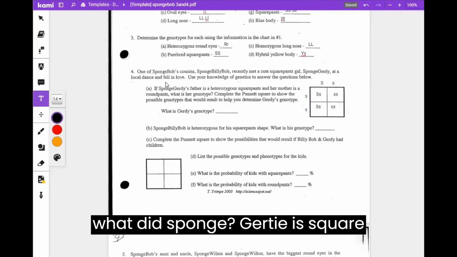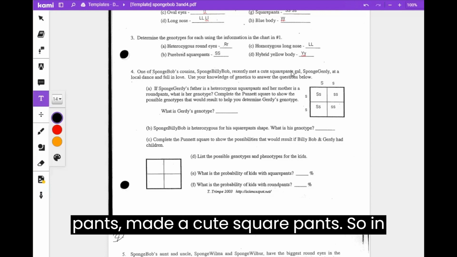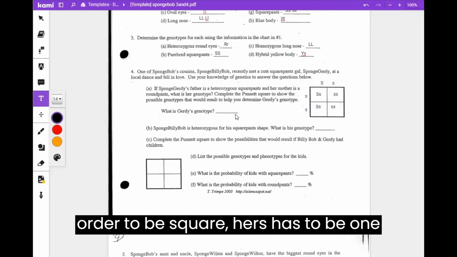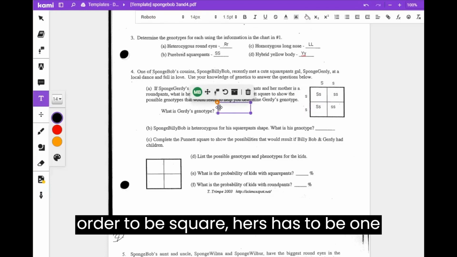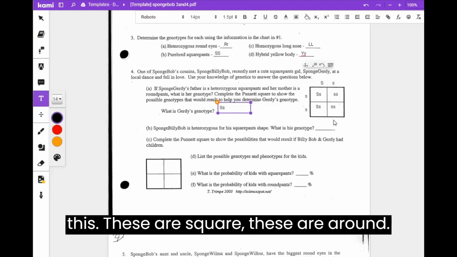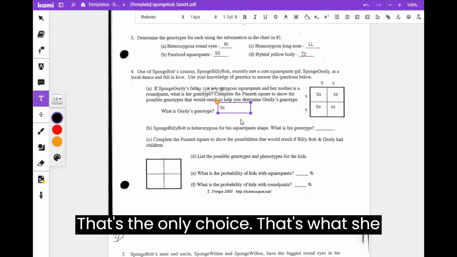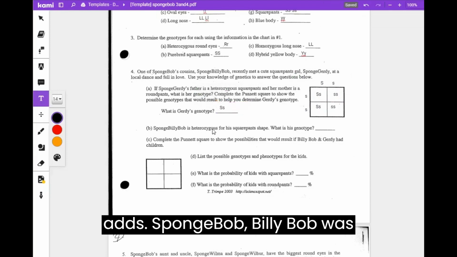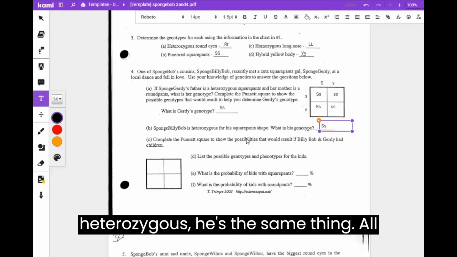Now, what did SpongeBob meet? He met a cute square pants. So in order to be square, hers has to be one big, one small. That's the only choice, because these are square and these are round. That's what she has. SpongeBob is heterozygous for his. If he's heterozygous, he's the same thing.